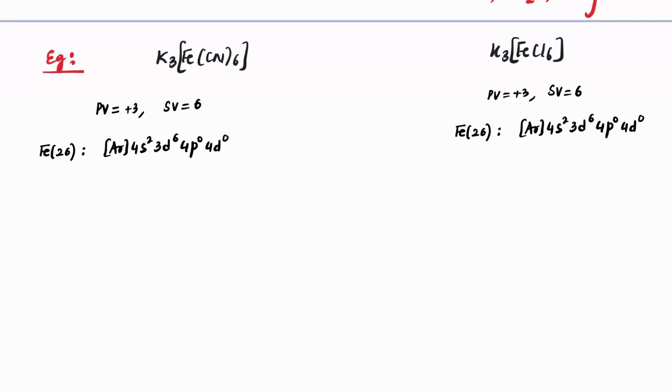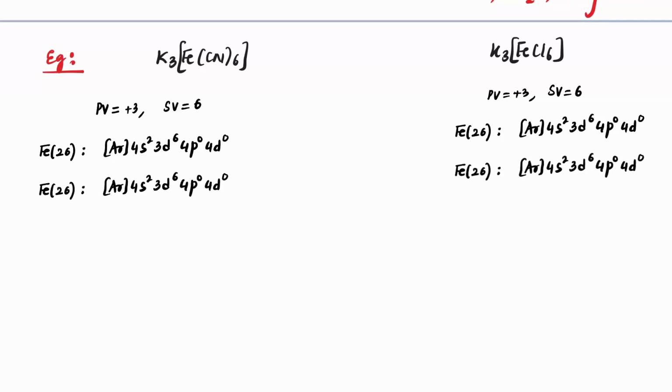Now, because it is in the +3 oxidation state, iron has become +3. Since it is becoming +3, the electrons will go from 4s and 3d. So 4s will lose the first electrons, then one electron will go from 3d. So here also we'll have 4s 0 and 3d5. This is the configuration after getting the +3 oxidation state.